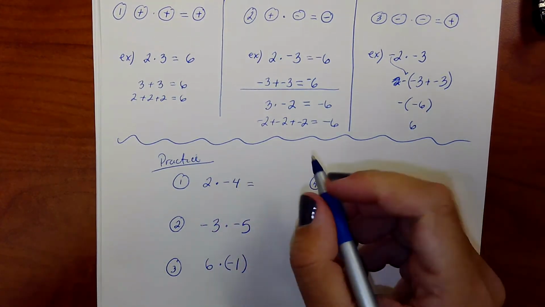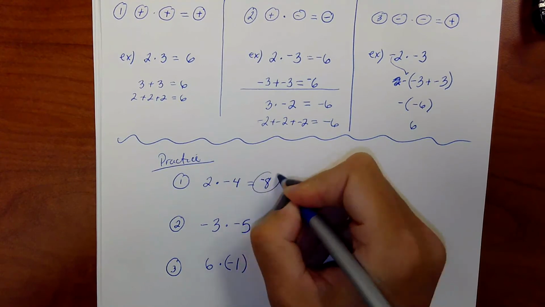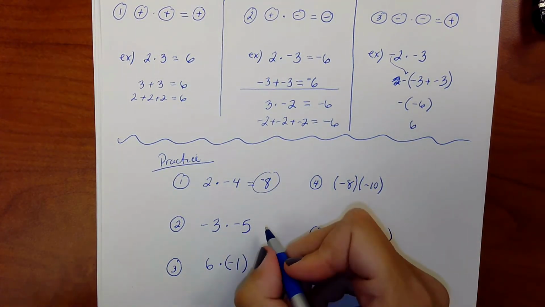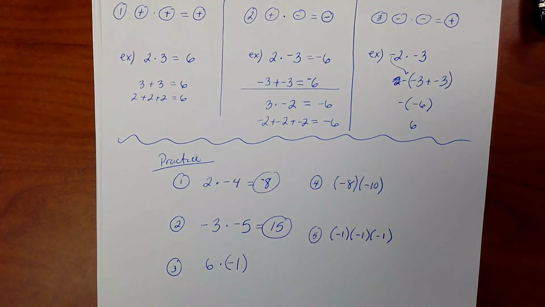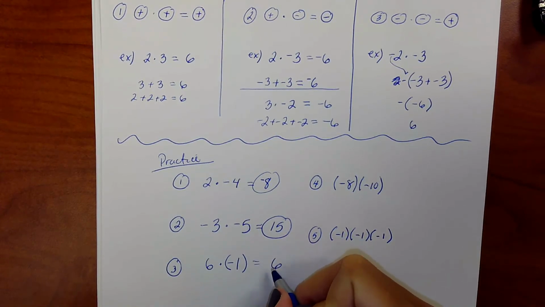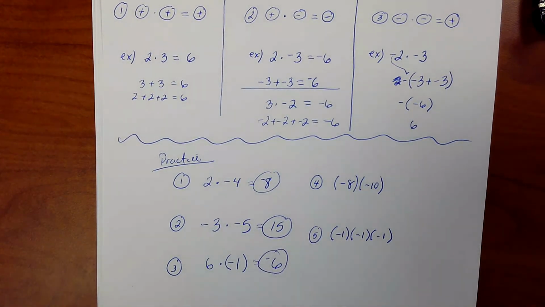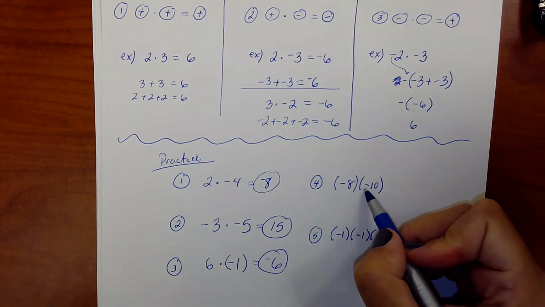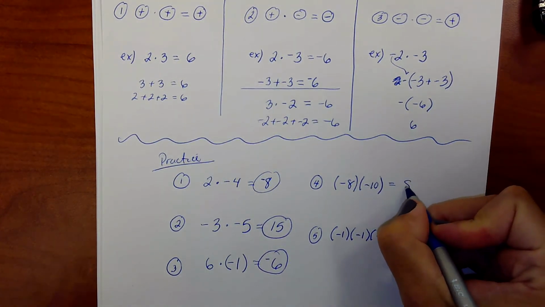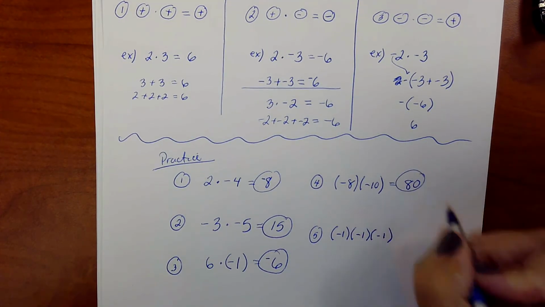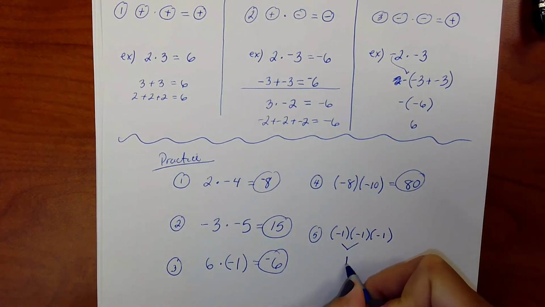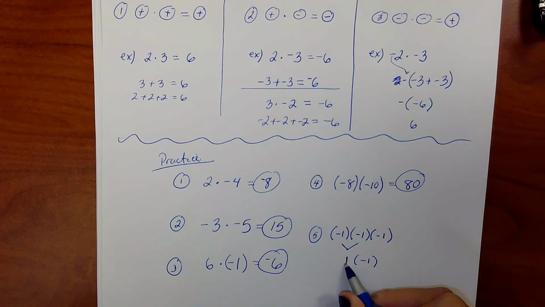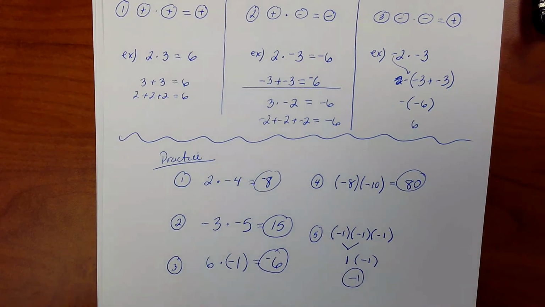All right, so 2 times 4 is 8. One of the numbers is negative, negative 8. 3 times 5 is 15. They're both negative, so you get a positive. 6 times 1 is 6. One of the numbers was negative, so you get a negative. Negative 8 times negative 10 is 80. Both are negative, so you get a positive. Now this one you have to break down. A negative times a negative is a positive. And now a positive times a negative is a negative. Okay? All right, good job, guys.